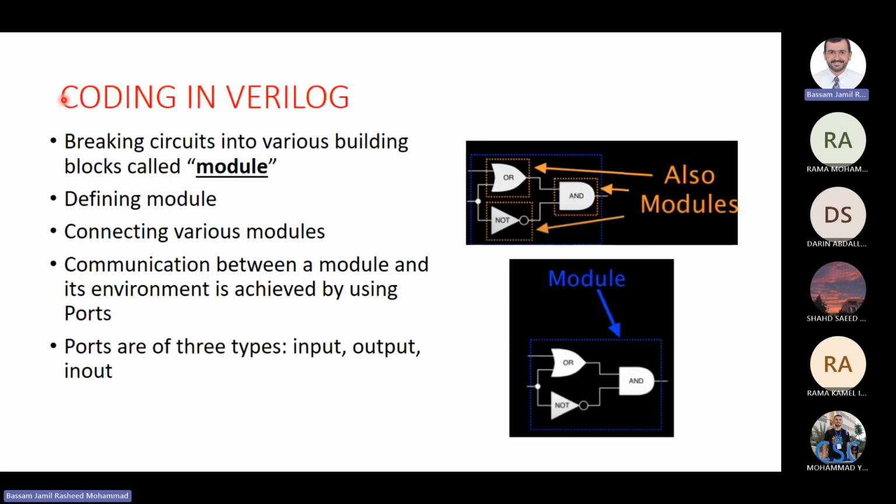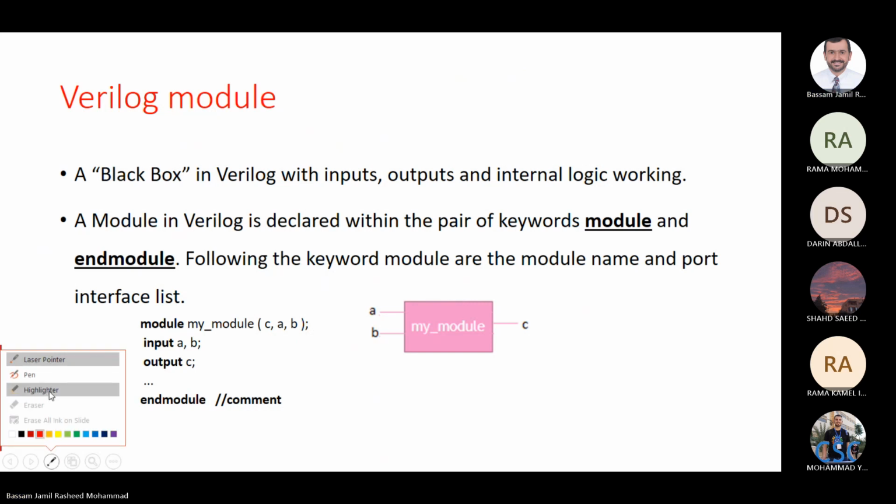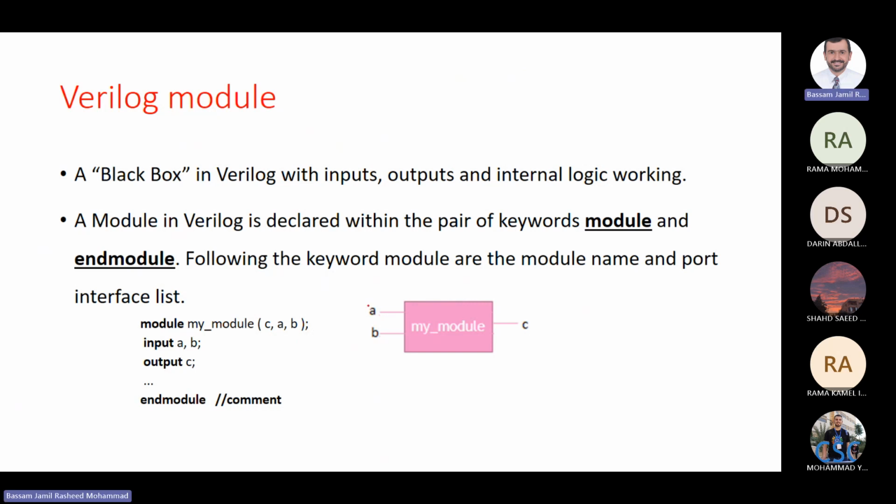Okay, so what do we mean by the interface? The interface, what we mean are the inputs and the outputs. Let me just use a marker here, maybe. Okay, so the inputs and the outputs. Let me just use the highlighter, probably better. Okay, so this is an input, and this is another input, and this is the output.